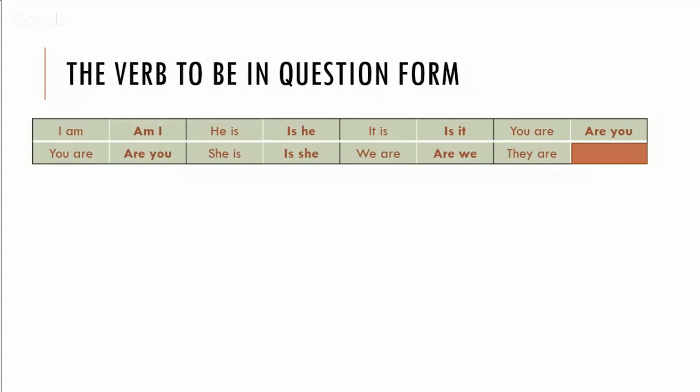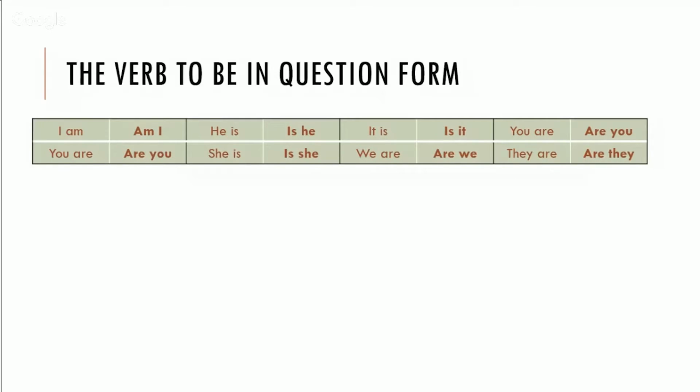And then you move to we are. The question is, are we? Again, take the verb to be in the beginning, and you're going to ask, are we? And you are is the same. Are you? And the last one, they are, is the same. Are they? Right? So you have are they at the end.